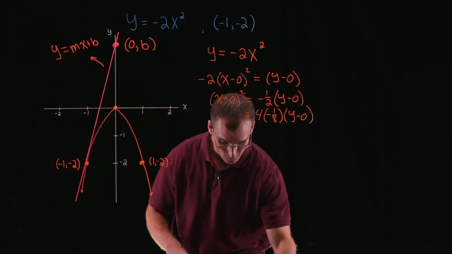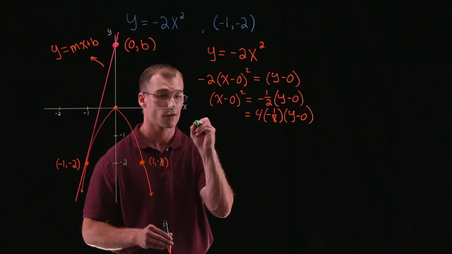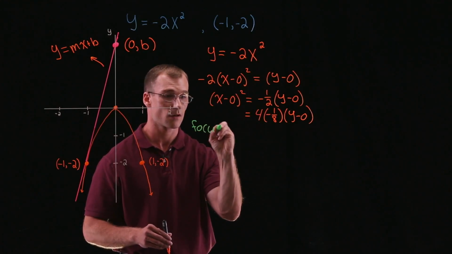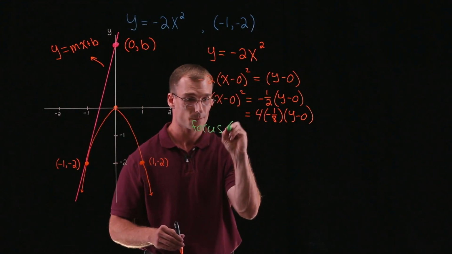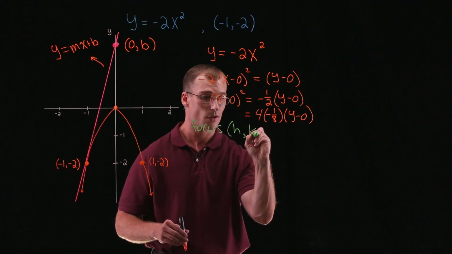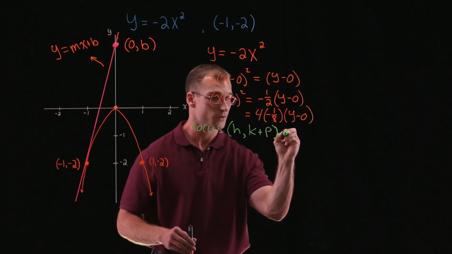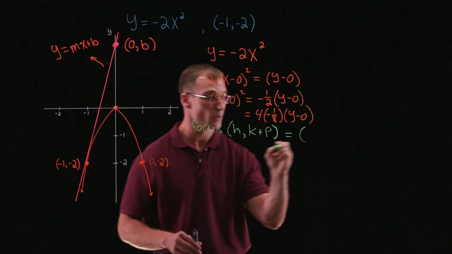Well, what we want to do is find our focus. Our focus is going to be at the point h, k plus p. And so that's at the point where h, we know, is 0.